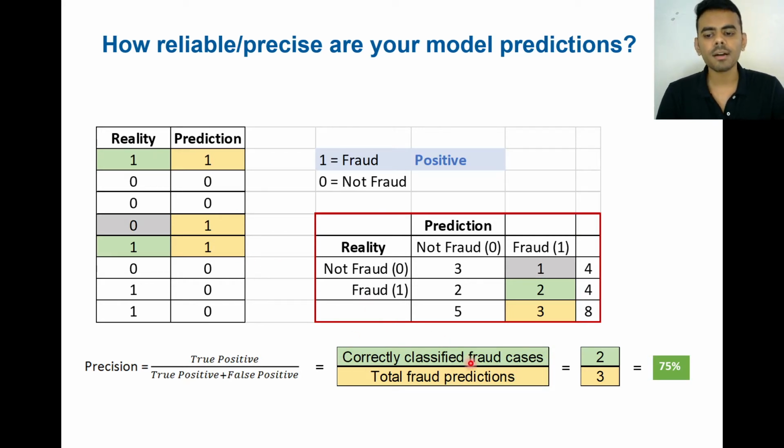So totally correctly classified fraudulent cases, that is 2 true positives, divided by total fraud predictions. And if you remember, total fraud predictions is the margin calculation on this column, which is basically 1 plus 2, 3. So you can see that I raised a flag 3 times, let's say. And out of those 3 times, 2 times I was correct. That's what precision summarizes. Sorry, that's a typo here. It would be 66% precision.